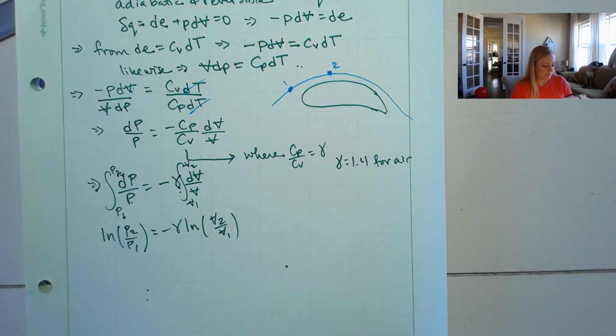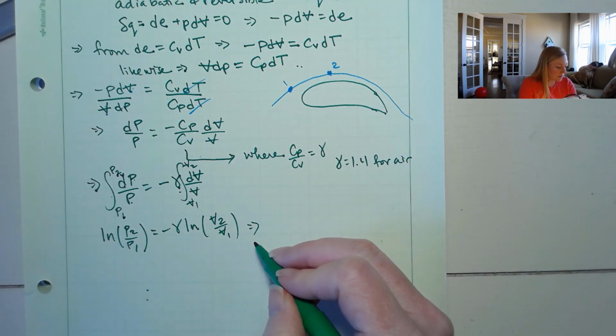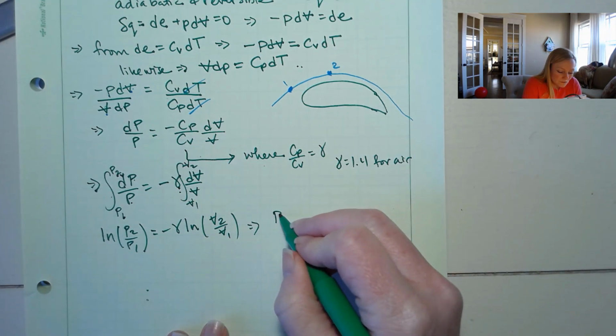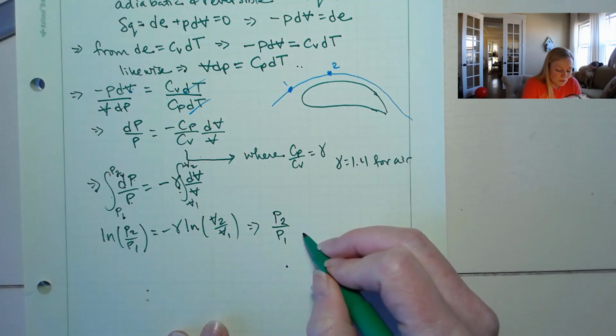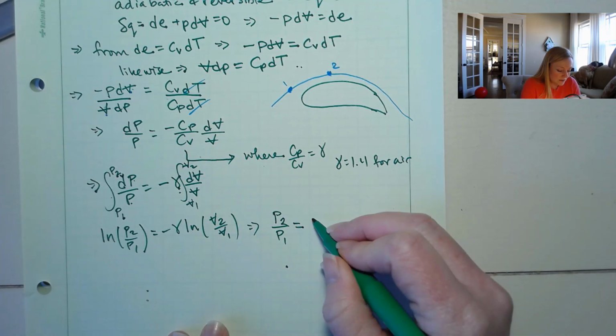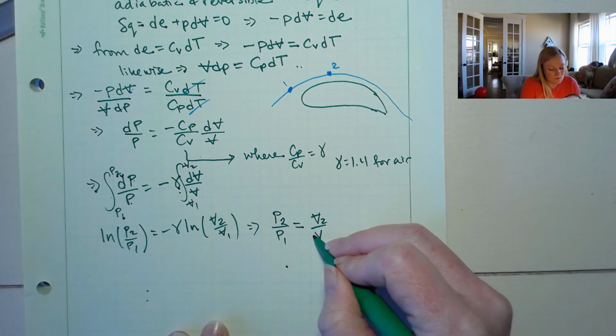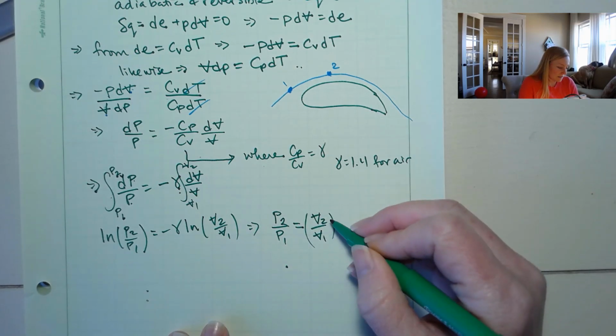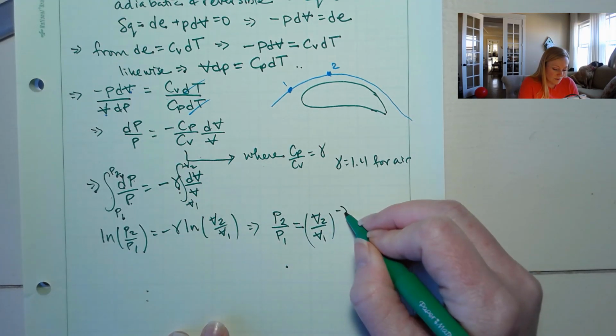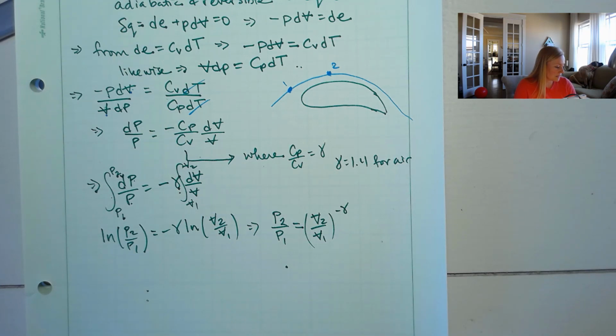So now we have that. And if you look at this equation, I have natural log on both sides. So we can get rid of that and rewrite this equation as P2 over P1 equals V2 over V1, raised to the power of negative gamma. Okay, so now we've got that.